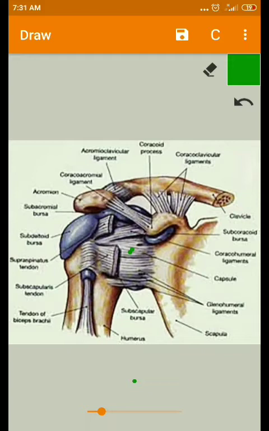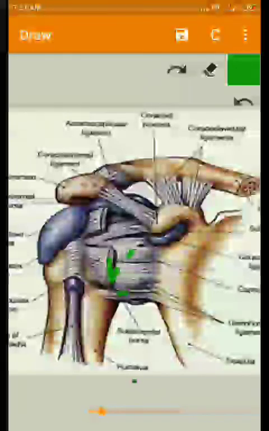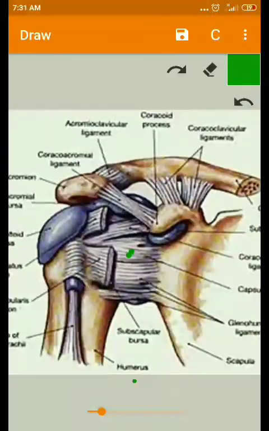Here the subscapular bursa is present below the tendon of the subscapularis muscle. So this one is the subscapularis tendon, and below this tendon you will have the subscapularis bursa. In the same way, posteriorly the infraspinatus muscle is present, and below the tendon of infraspinatus, that bursa is called the infraspinous bursa. Sometimes it communicates with the joint from behind.